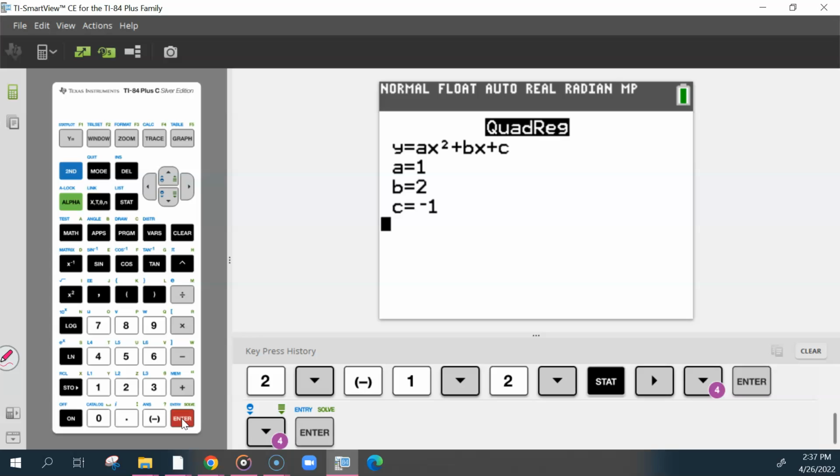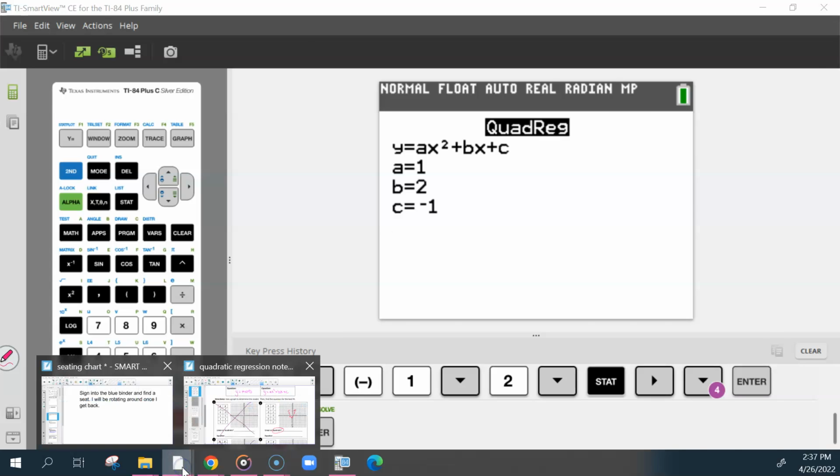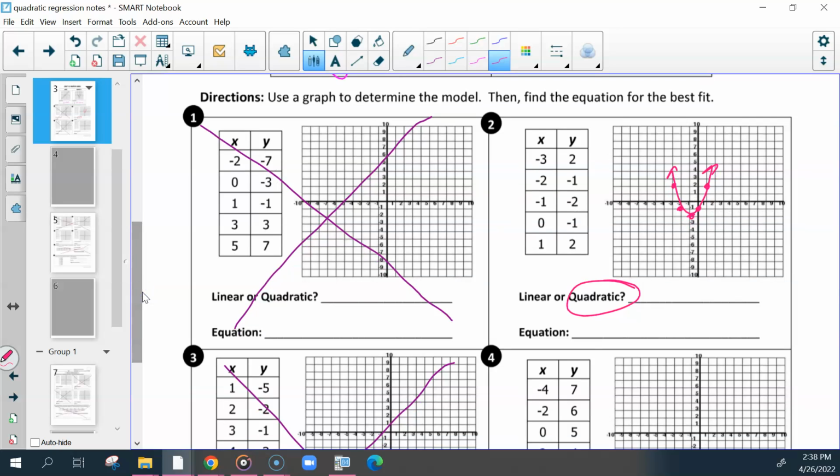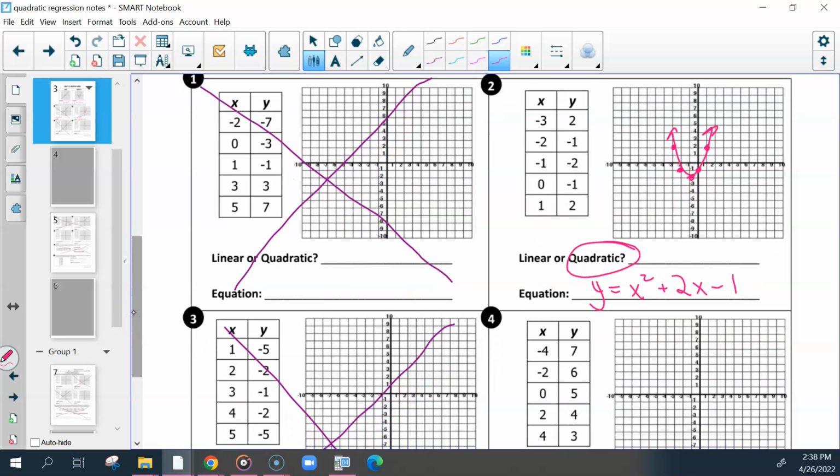So when we write that equation, it would look similar to the standard form equation we had above, y equals, you can put 1 x squared or just x squared since a is 1, plus 2x minus 1. Minus, right? Yeah. And that would be our curve of best fit that best fits all of these points.